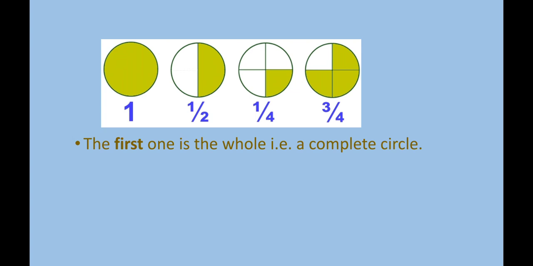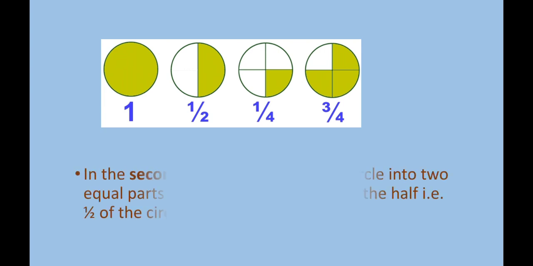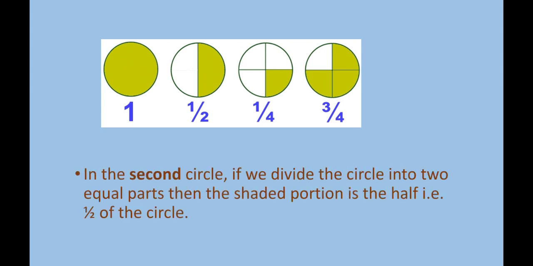Here in the first picture, it is the whole, that is the complete circle. So the fraction for that one is 1, that is 1 by 1, or we can say that it is 1. Now move to the second circle. If we divide the circle into 2 equal parts, in the second one it is divided into 2 equal parts and one part is shaded. So the fraction for the second circle is half of the circle.